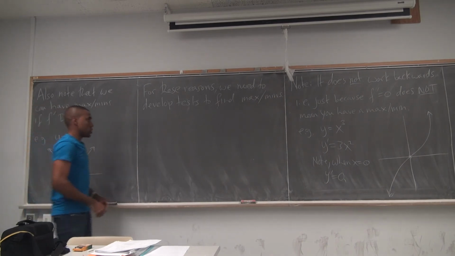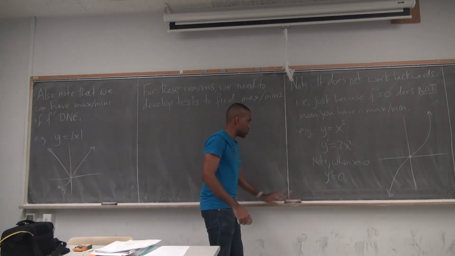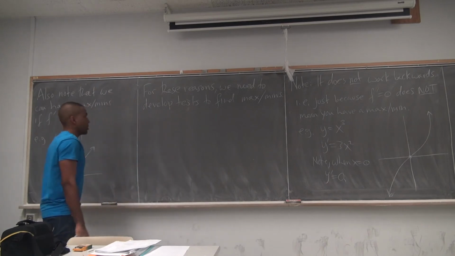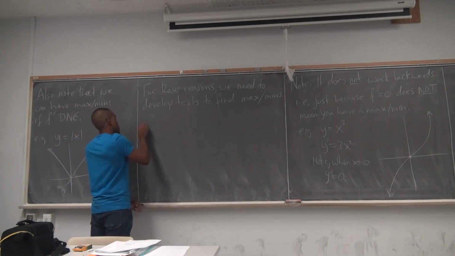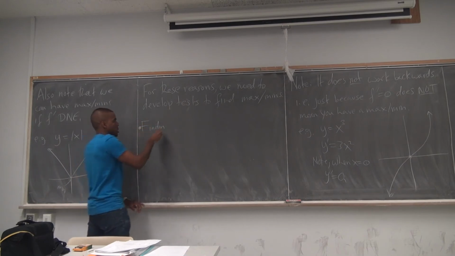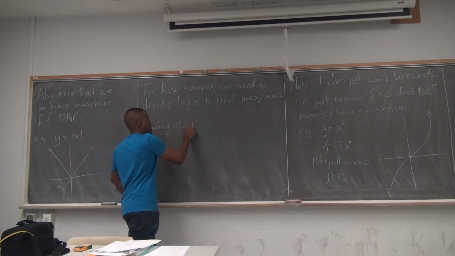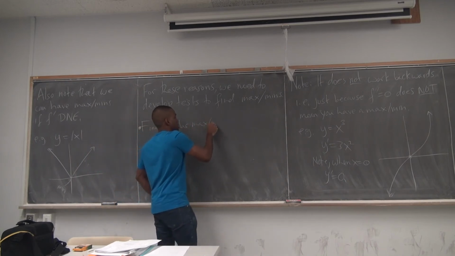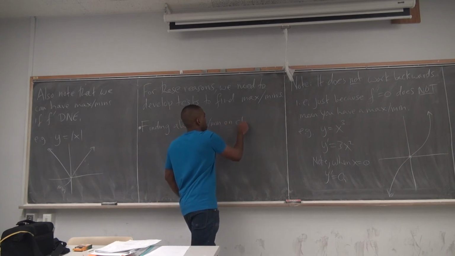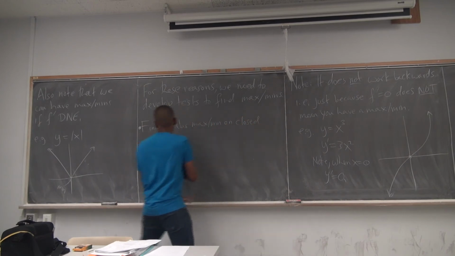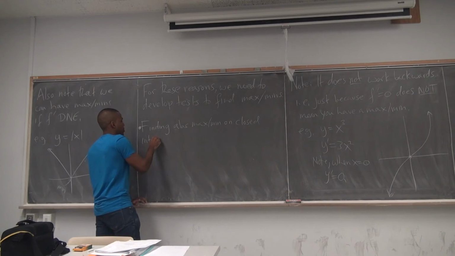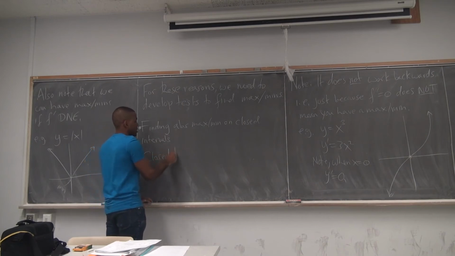Okay. So we're going to be doing about 3 methods here. So let's deal with this situation, finding absolute max and min on closed intervals. What we use here is called the closed interval method.